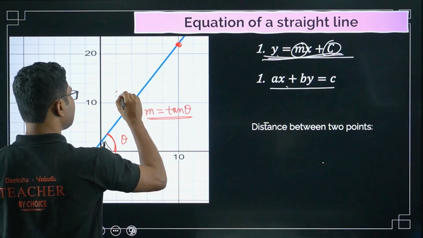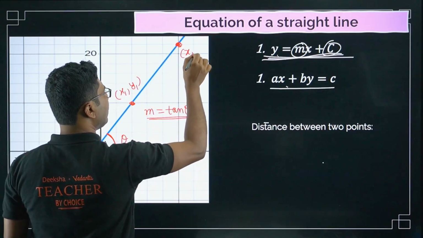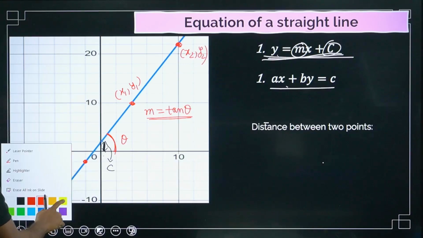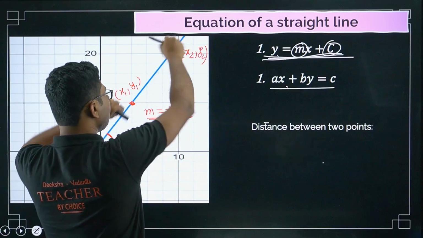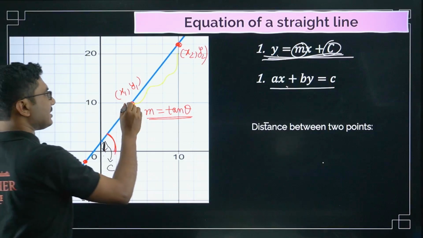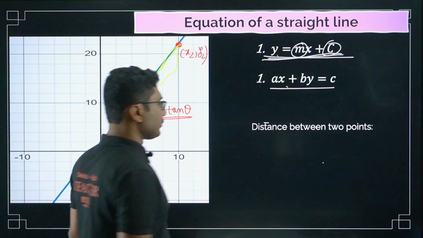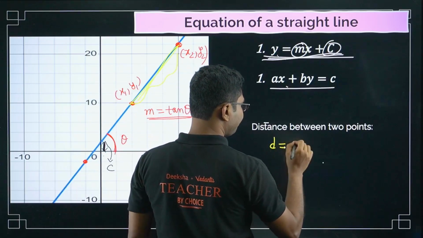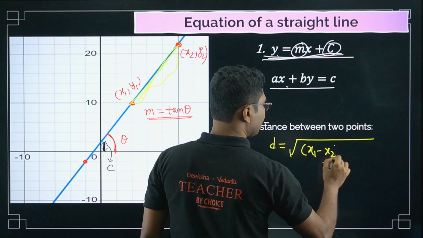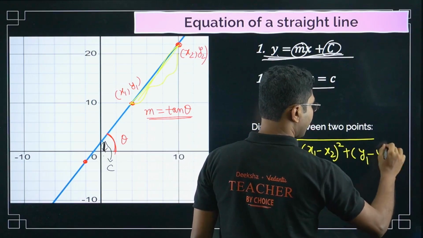Suppose we have a point here, say x1 y1, and here we have another point x2 y2. If you want to find the distance between these 2 points, what will be this distance? Straight line distance. Distance means obviously straight line distance, which we encounter more often. So the distance is given by square root of (x1 minus x2) whole square plus (y1 minus y2) whole square.